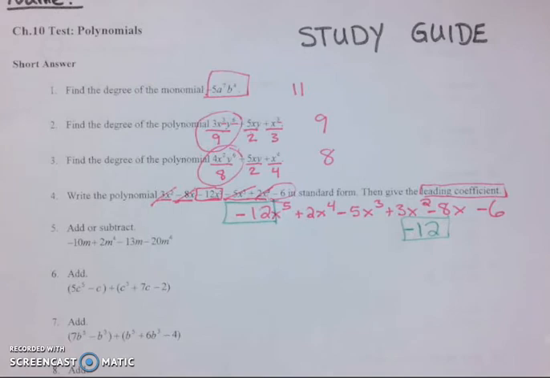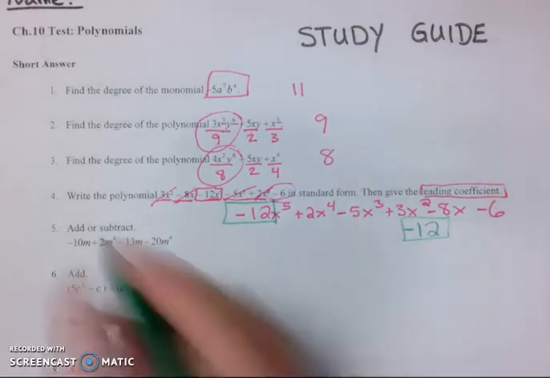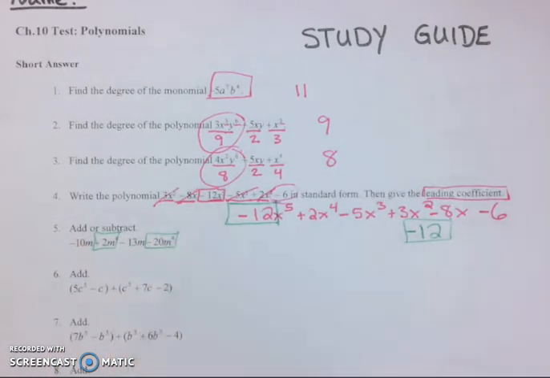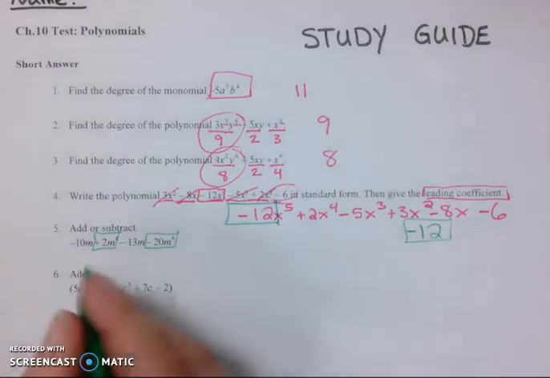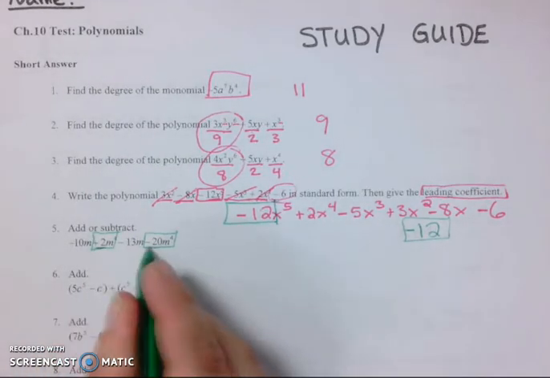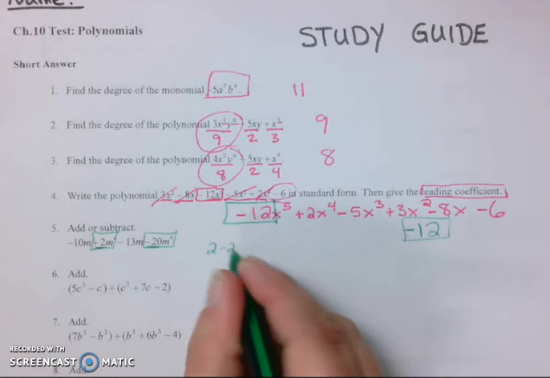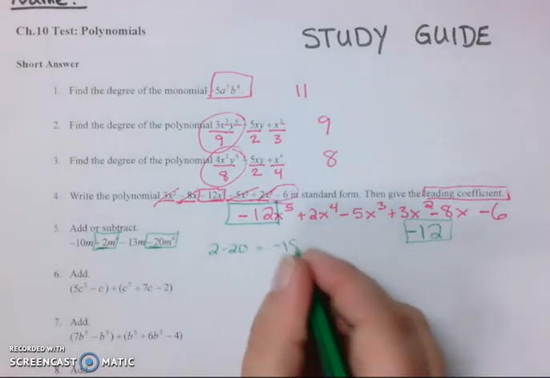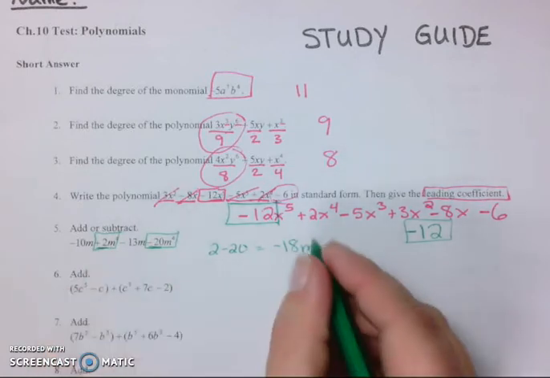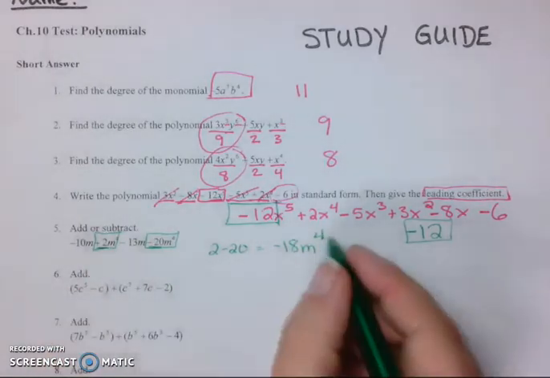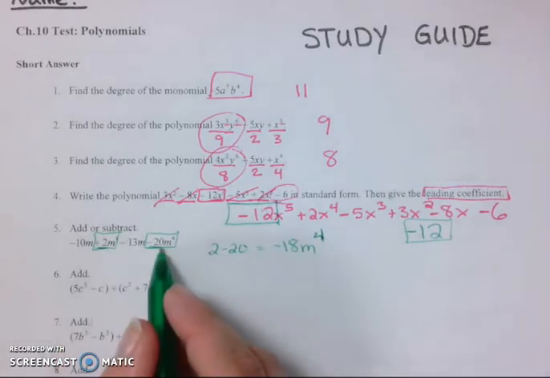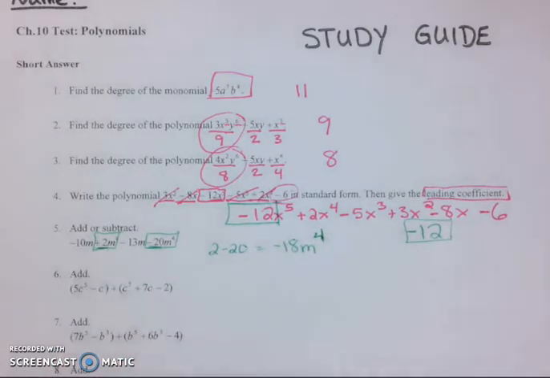Okay, when adding and subtracting, you can only combine the like terms, which means they have to have the same exponent. Take the sign in front. So those both have an exponent of 4, so I just add 2 minus 20. That's how we combine these. 2 minus 20 is negative 18. The m to the 4 stays the same. When you add and subtract, the exponent stays the same. I have 2 m to the 4's and I take away 20 m to the 4's, so there's negative 18.